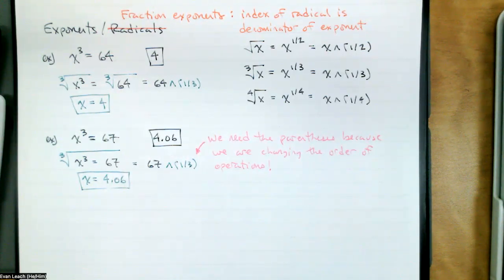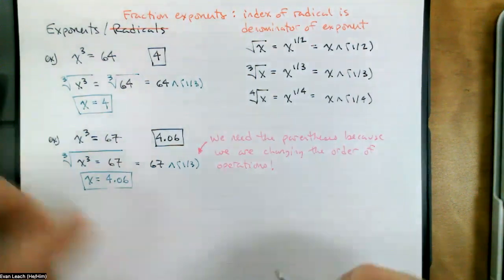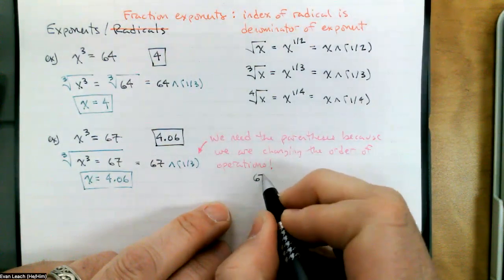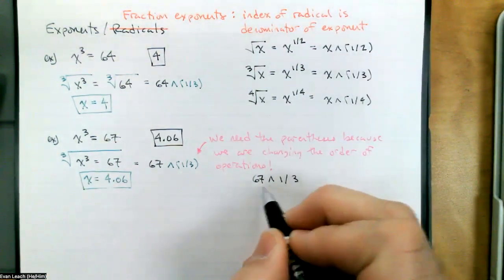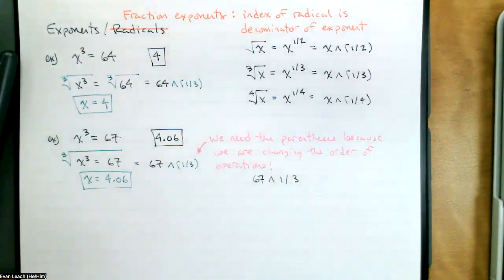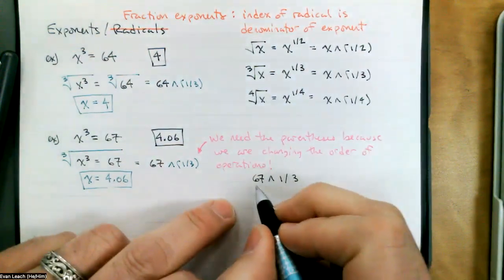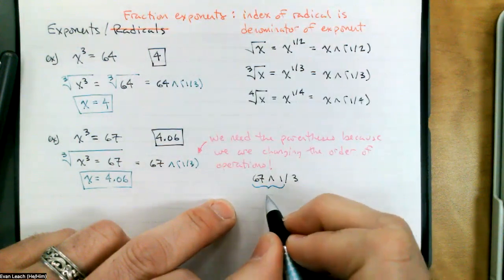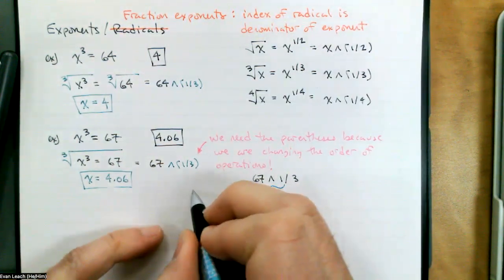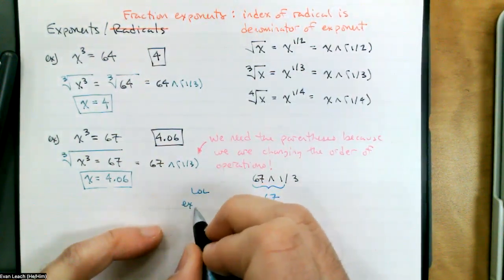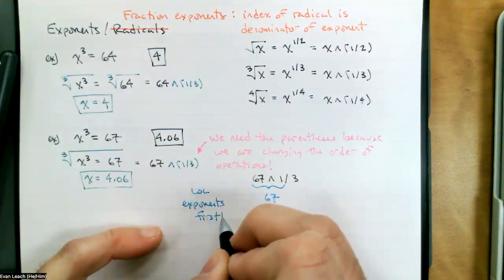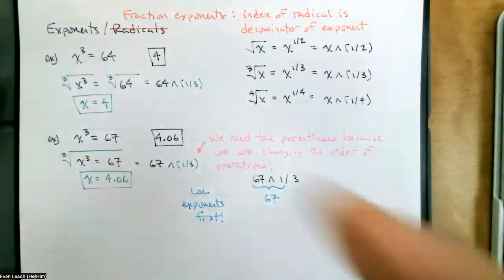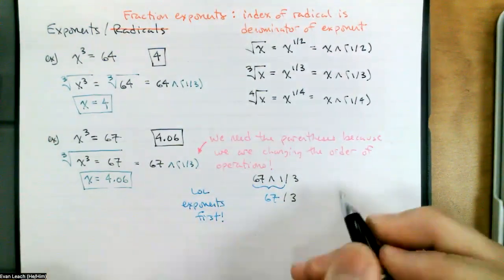Normally, exponents go before division, but in this expression, I want 1/3 to be the exponent. I want 1 to be divided by 3 first, then make that the exponent on the 67. So if I have 67 to the 1/3 with no parentheses, the calculator is going to read exponents first, and then it's going to divide by 3.